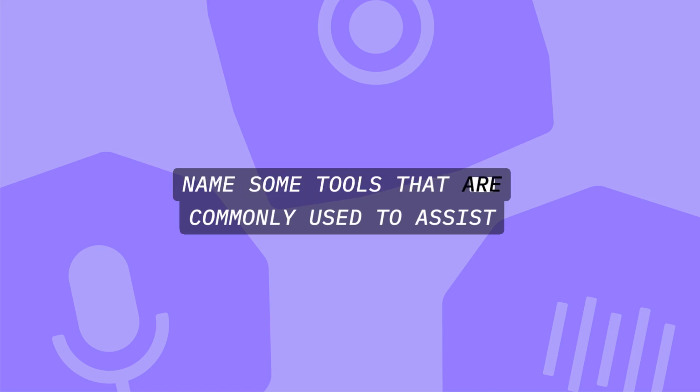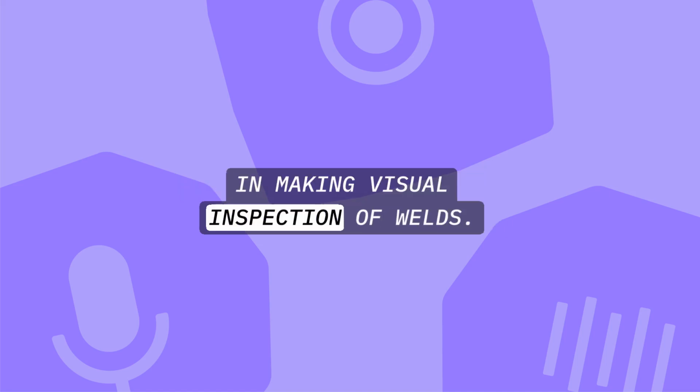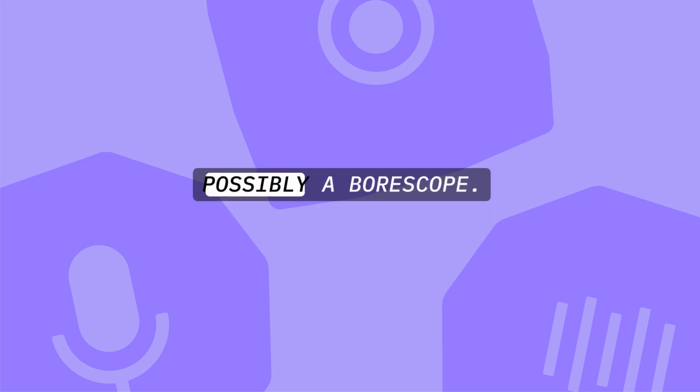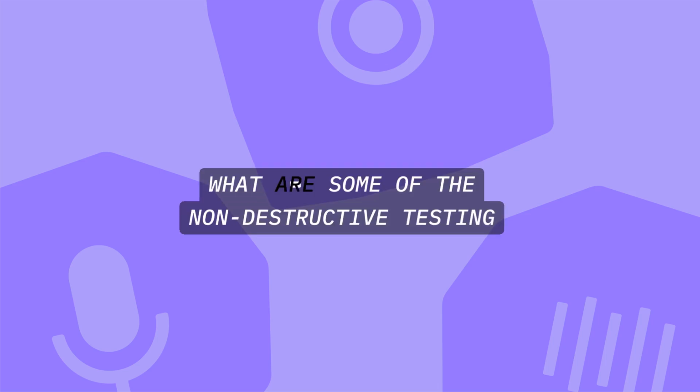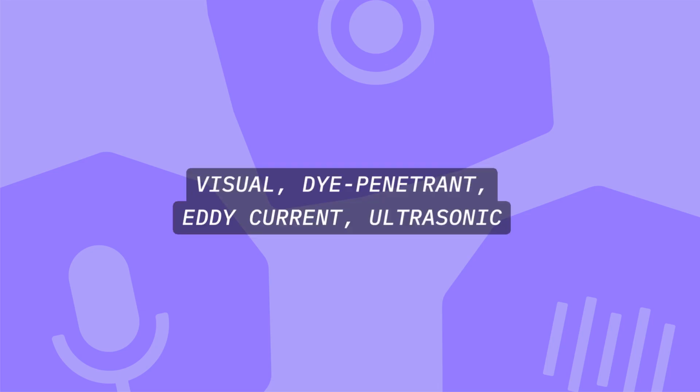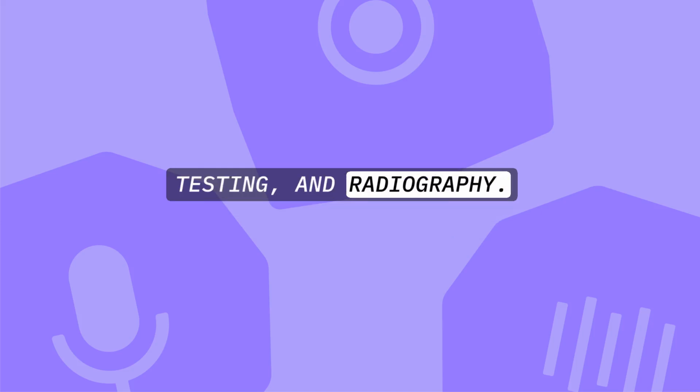Name some tools that are commonly used to assist in making visual inspection of welds. A magnifying glass, a flashlight, mirror, and possibly a borescope. What are some of the non-destructive testing methods that may be used on aluminum parts? Visual, dye penetrant, eddy current, ultrasonic testing, and radiography.